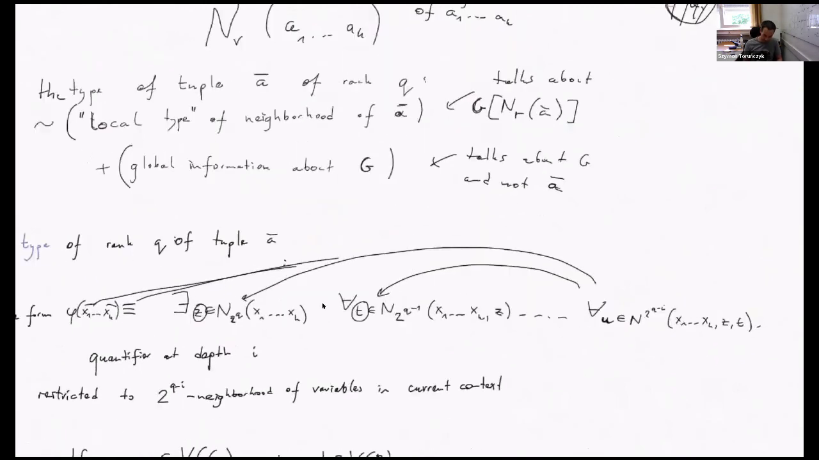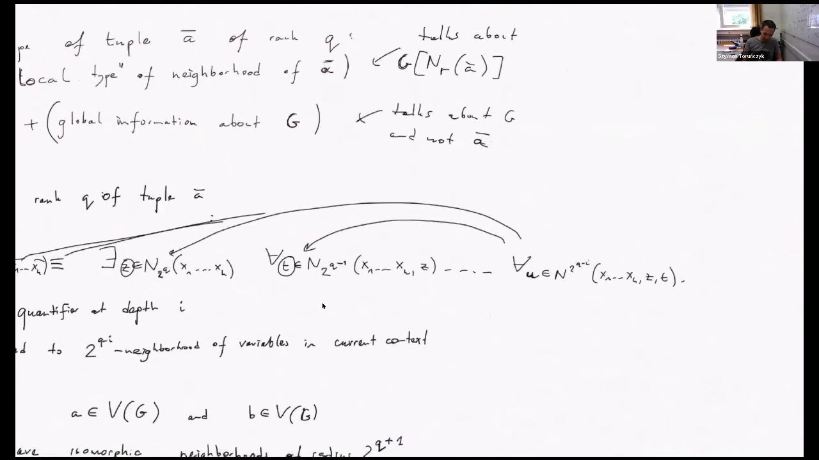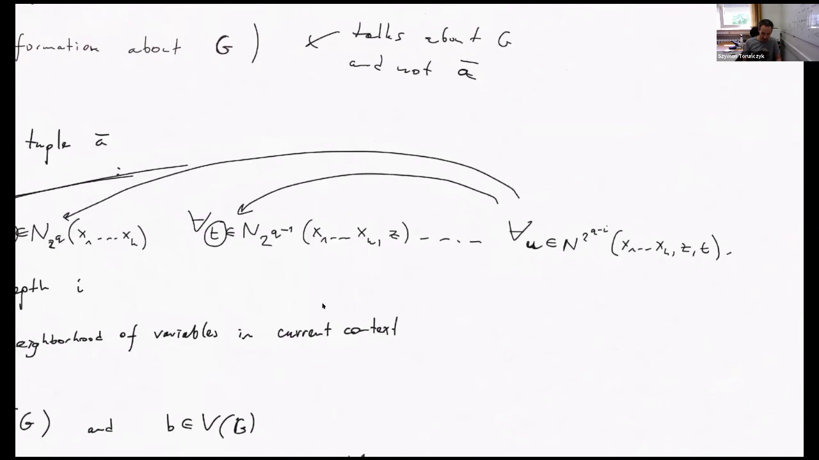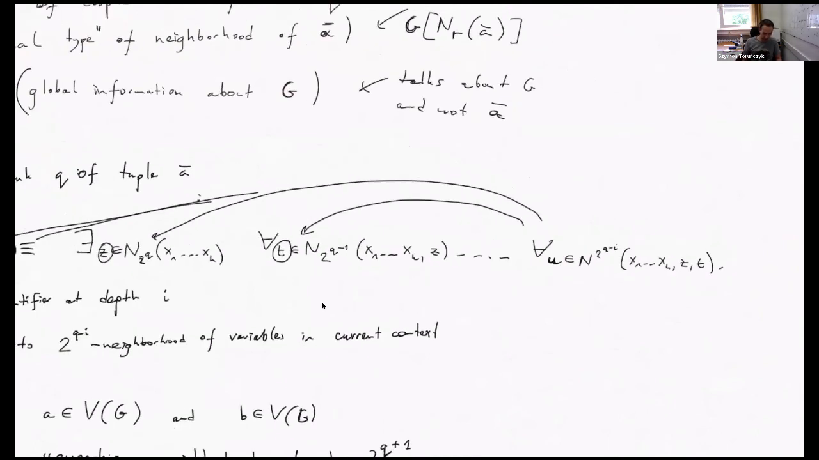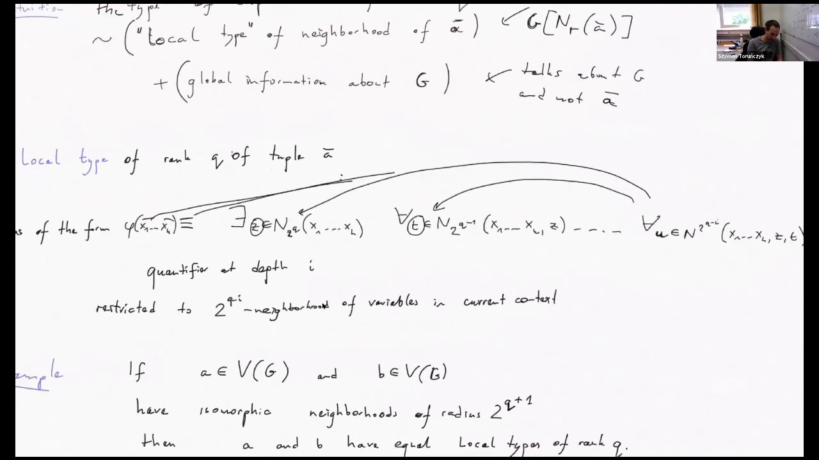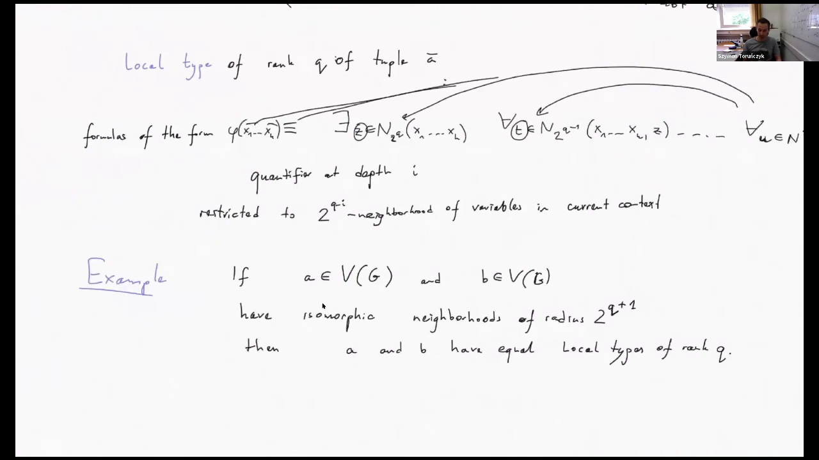Those are all vertices which are within distance at most r from one of those vertices a1 to ak. So in particular, if the quantifier has depth larger than q, then the radius is smaller than one. And that means we cannot have more than q nested quantifiers. So in particular, the formula needs to have at most q nested quantifiers. Okay, so let's look at an example.